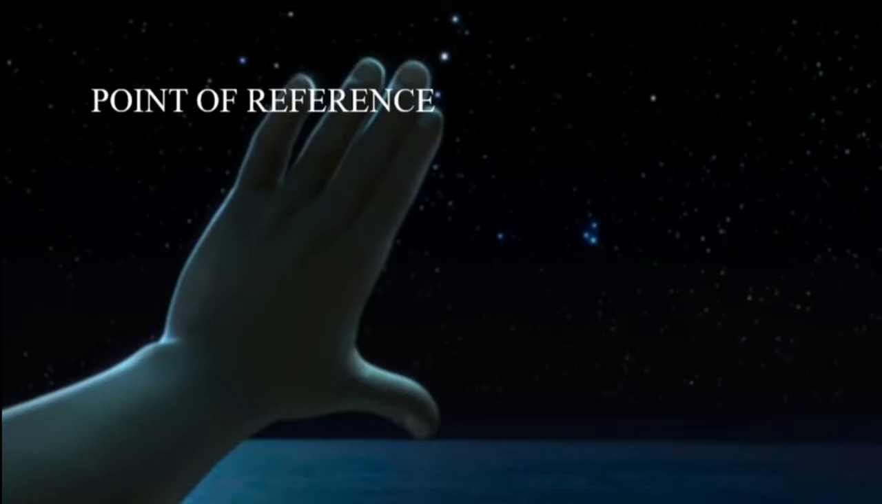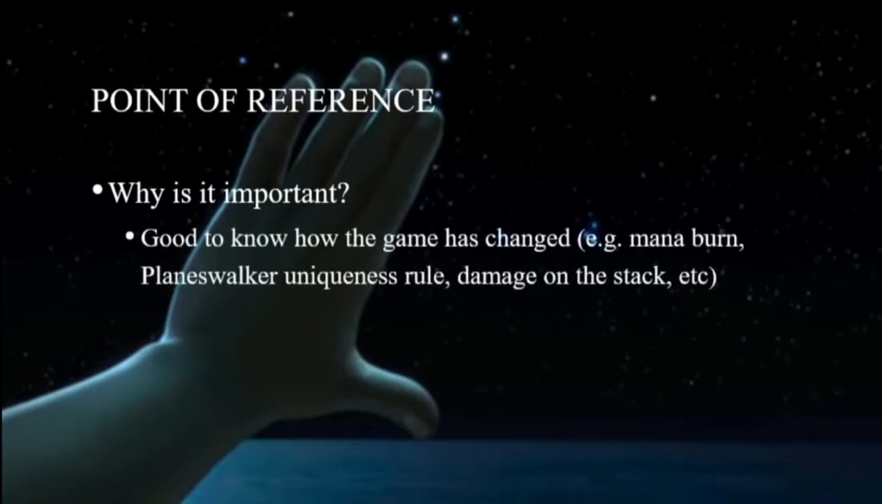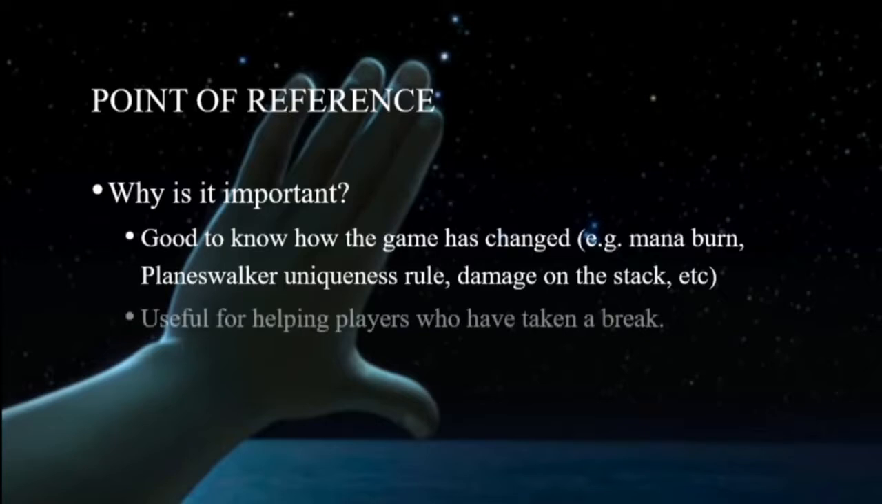So we kind of talked about this before. We need a point of reference. If you're going to look at a change, you need to figure out where you started to where you go. If I'm standing right here and I think, what's changed? If I don't have the point to look back to, then I have no idea what that is. And as I said before, it's good to know how the game has changed. It's good to see where it's come from so that we can kind of figure out what they're leading towards. It's also really useful for the players and judges who've taken a break.